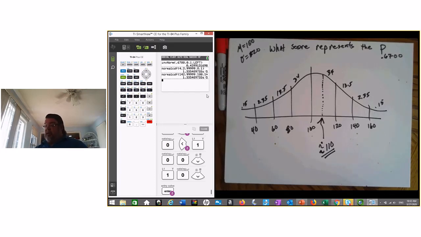Okay, so what do you need to do? Well, if you have a new calculator, you just type it in. You're given the area, so you're going to use inverse norm.